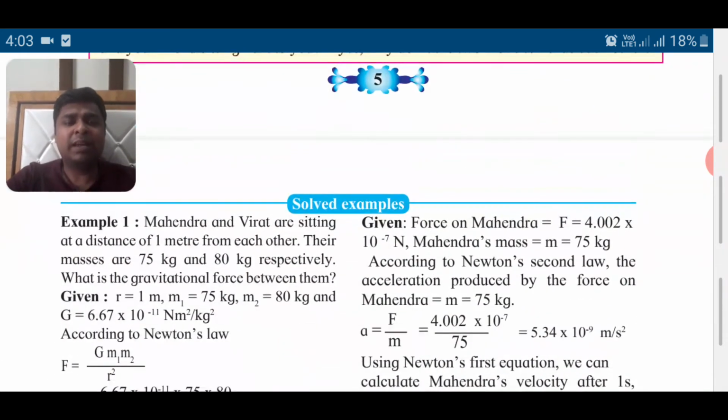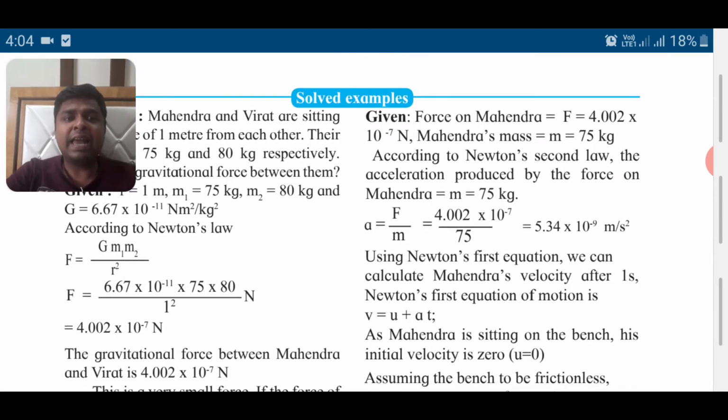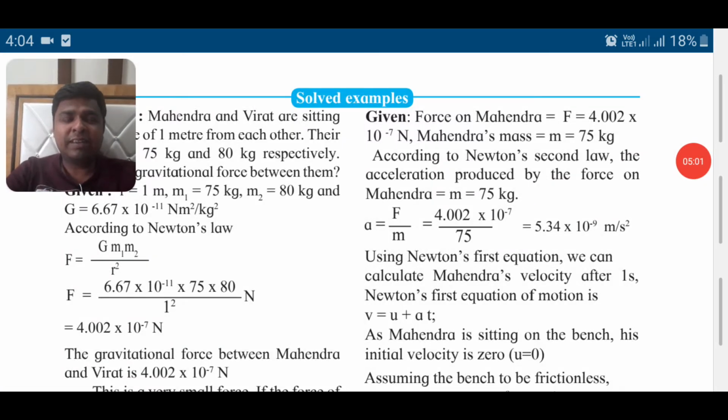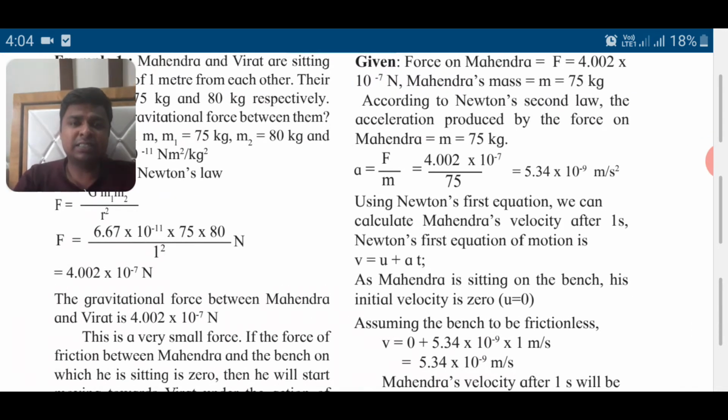For example, here Mahendra and Virat are sitting at a distance of 1 meter. Mass of these boys are given as 75 kg and 80 kg respectively. Distance between them is 1 meter. So capital G value is given, and if we calculate the value of gravity G m1 m2 / r², we get a very small force, 4.002 × 10⁻⁷ Newton.